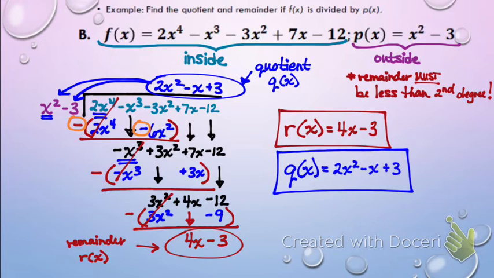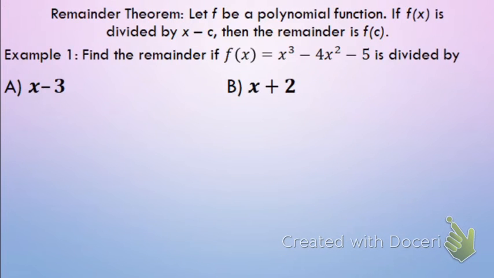So we have revisited long division. I want to also revisit synthetic division. And we're going to revisit synthetic division in the context of our remainder theorem. The remainder theorem says that if f is a polynomial function and I divide it by x minus c, x minus c would be a linear factor.